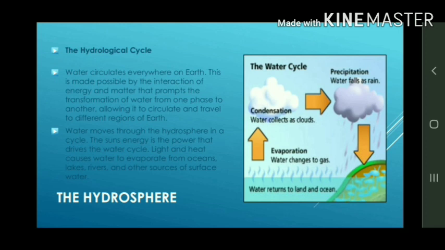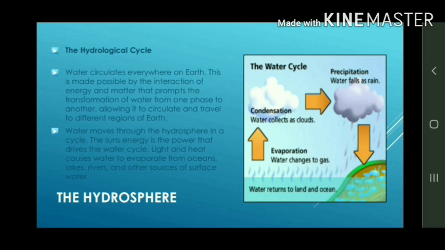So as you can see in our image and description of the hydrological cycle, commonly known as the water cycle, water can take many forms. It can be a liquid, a solid, or a gas. Think about when ice cubes melt in your glass. That's an example of water in a solid form changing into a liquid form.